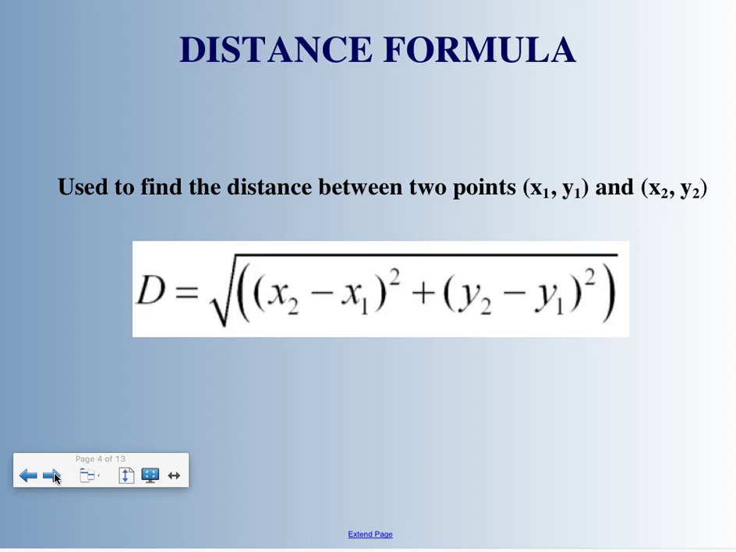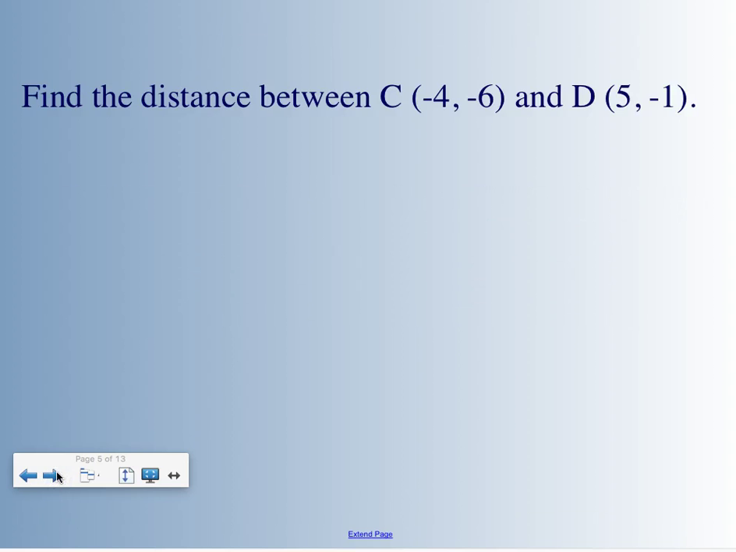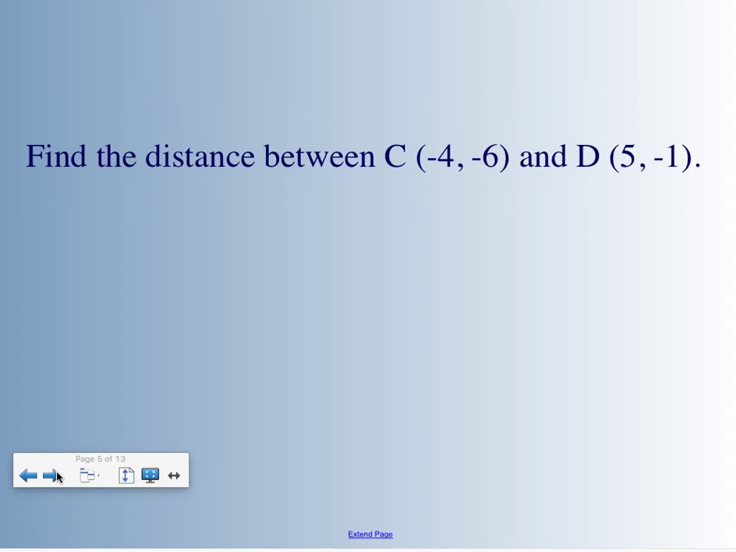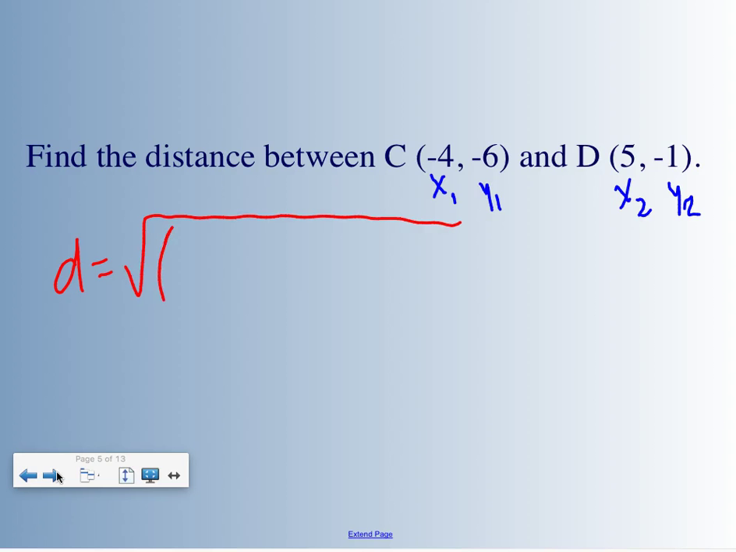Okay, let's try an example. We need to find the distance between C and D. For this first one, let's label our ordered pairs so we are all on the same page. I'm going to call -4 my x1 because it's my first x coordinate. This will be my first y coordinate. Then my second x coordinate and my second y coordinate. I'm going to jot this down quick so we can see it. Then we're just going to plug in.